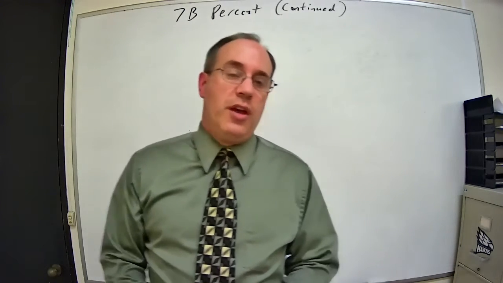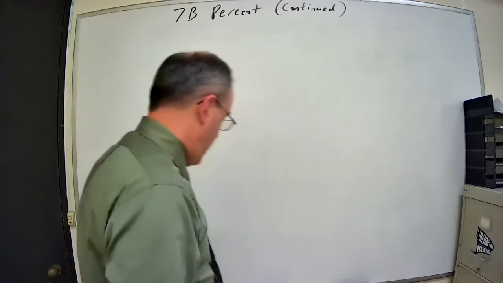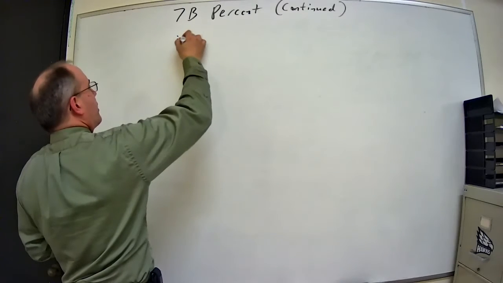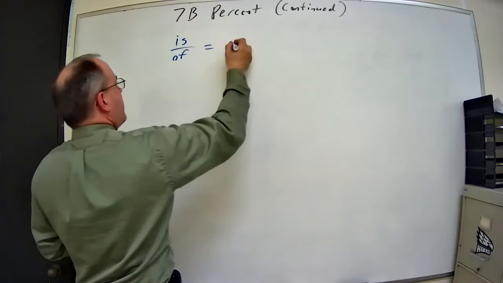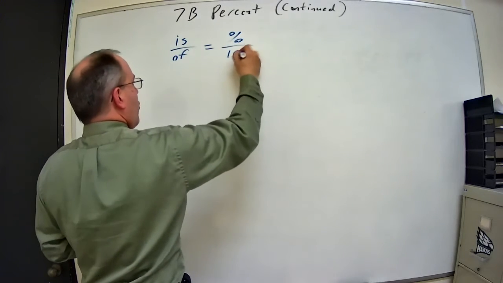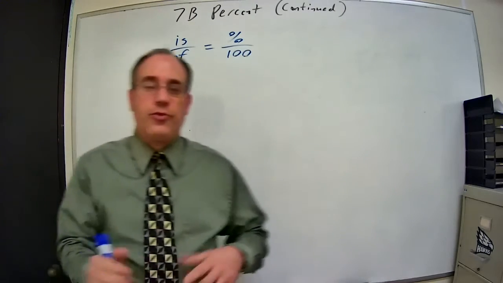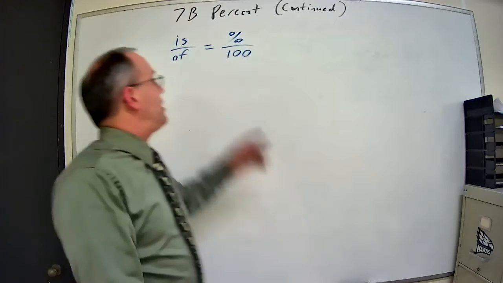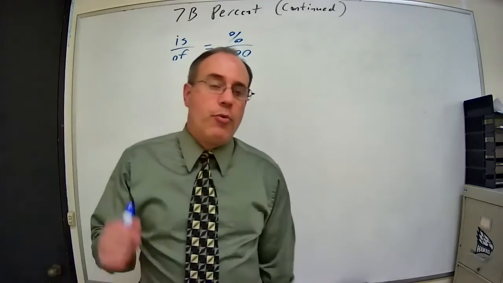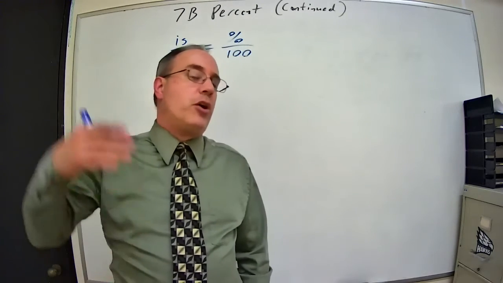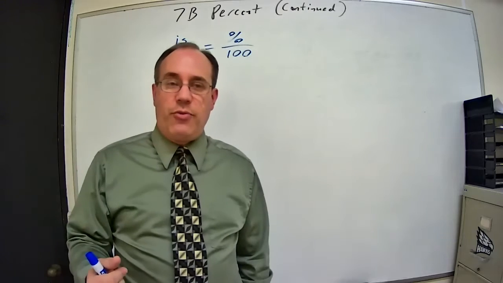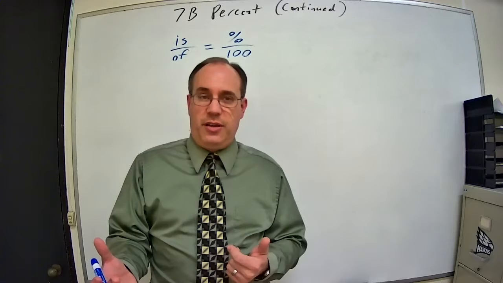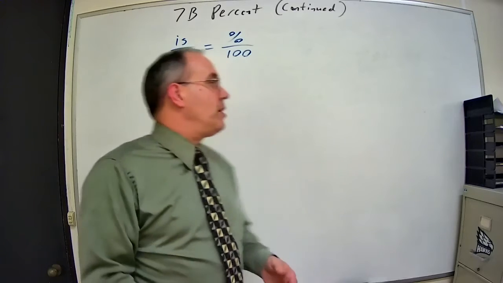7b, percent continued. So previously we got introduced to percent, and we basically said that you can deal with any percent problem by doing is over of is equal to percent over 100. So now I'm going to modify this slightly. It still is over of is equal to percent over 100, but we're going to deal with percent markup or percent discount, basically comparing the amount that something changes to the original value.